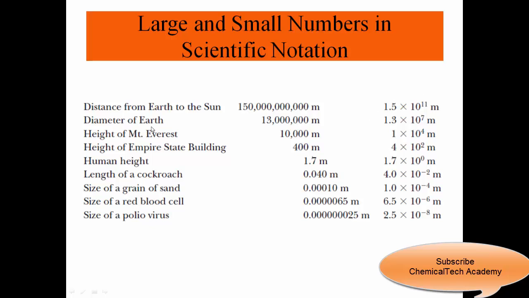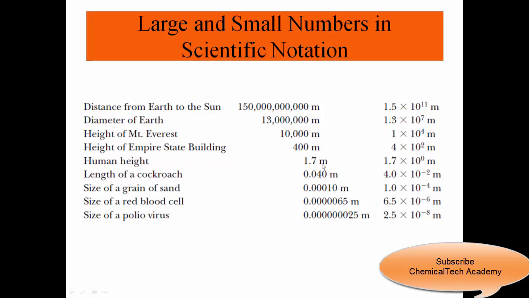Another example, the diameter of Earth: 13,000,000, or 13 million meters. If we convert it to scientific form, we have 1.3 times 10 power 7 meters. Or the height of Mount Everest, 10,000 meters. In scientific form, we have 1 times 10 power 4 meters. The height of the Empire State Building, 400 meters. In scientific form, 4 times 10 power 2 meters.